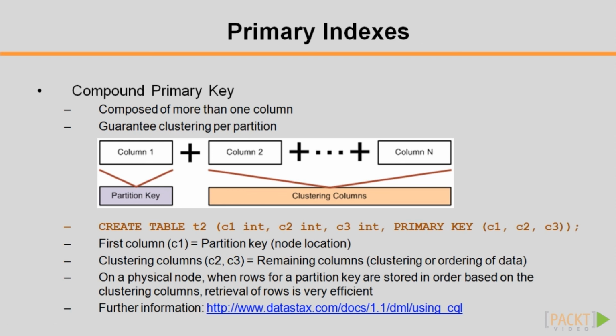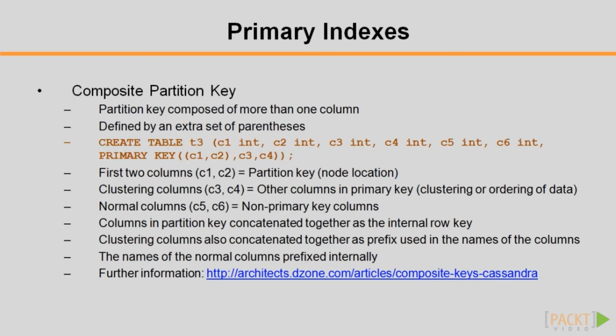On a physical node, when rows for a partition key are stored in order based on the clustering columns, retrieval of rows is very efficient. Actually, the partition key can also be composed of more than one column, called composite partition key. It's defined by an extra set of parentheses in the primary key clause. The partition key is now composed of C1 and C2, and the clustering columns are C3 and C4.